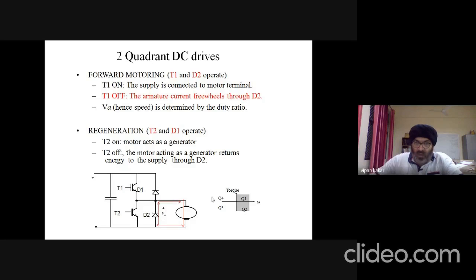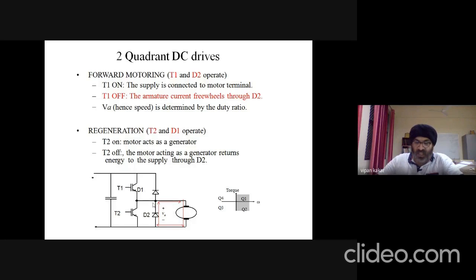So this armature current over here, which was flowing in the first case through T1, will now follow this freewheeling path because all the switches are off. So this diode will freewheel the armature current through D2.